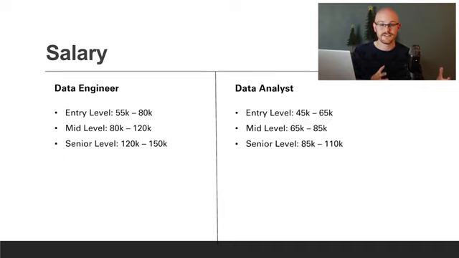For a data analyst for an entry-level job, you can be expecting anywhere from 45 to 65,000. For a mid-level job, anywhere from 65 to 85,000. And then for a senior level job, anywhere from 85 to 110,000. As you can tell, the data engineer is going to make a little bit more money at each level, and that's probably due to the technical requirements that you're going to need in order to become a data engineer versus a data analyst.